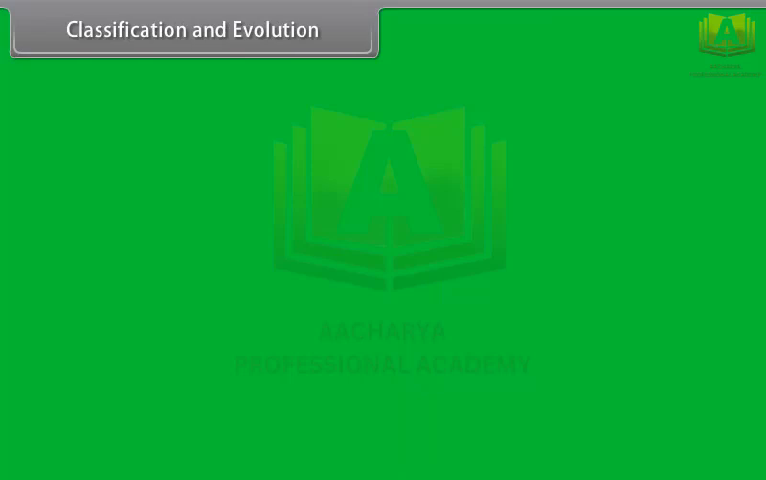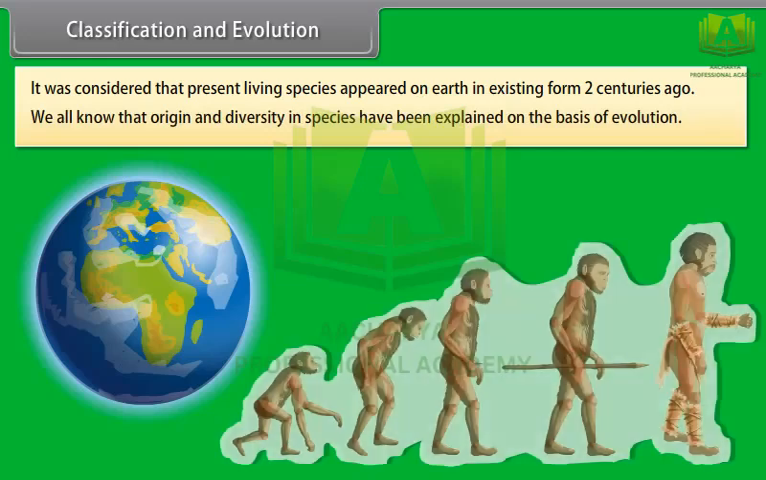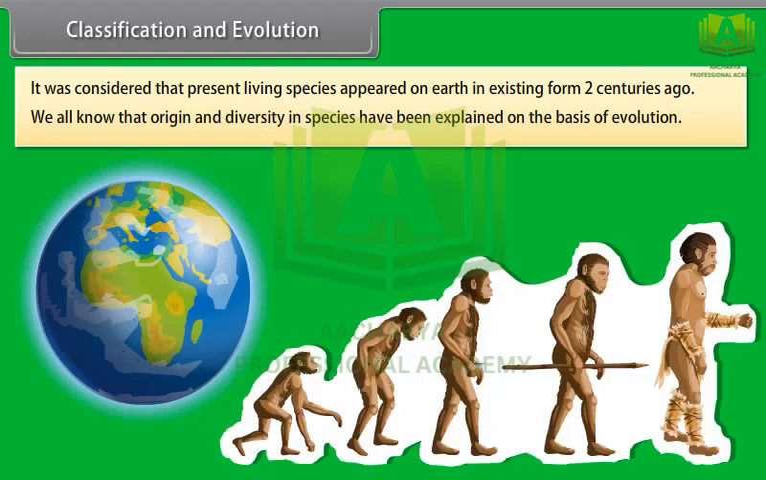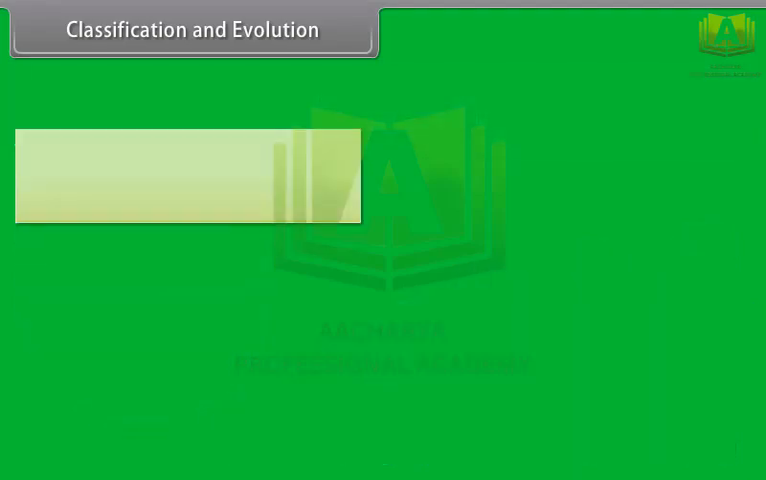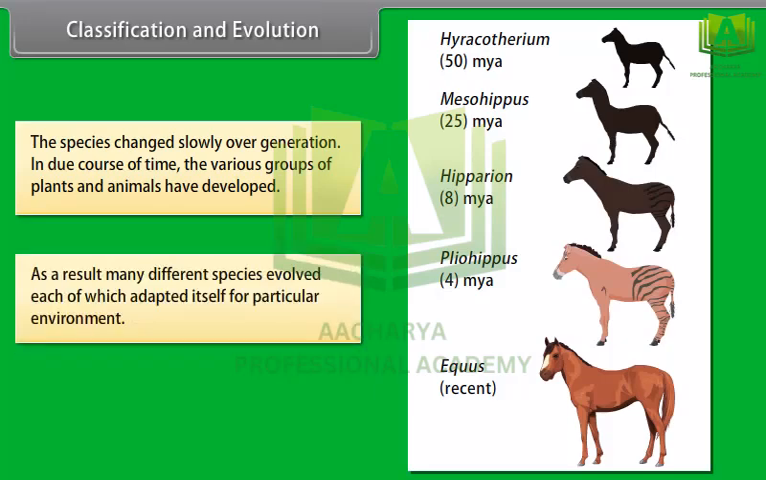Classification and evolution. It was considered that present living species appeared on Earth in their existing form 2 centuries ago. We all know that origin and diversity in species have been explained on the basis of evolution. The species changed slowly over generations. In due course of time, the various groups of plants and animals have developed. As a result, many different species evolved, each of which adapted itself for a particular environment.